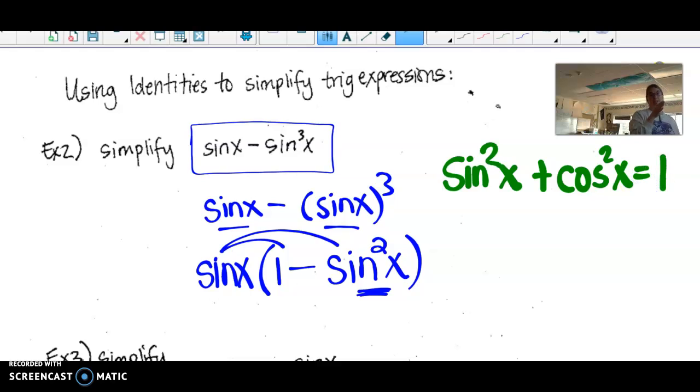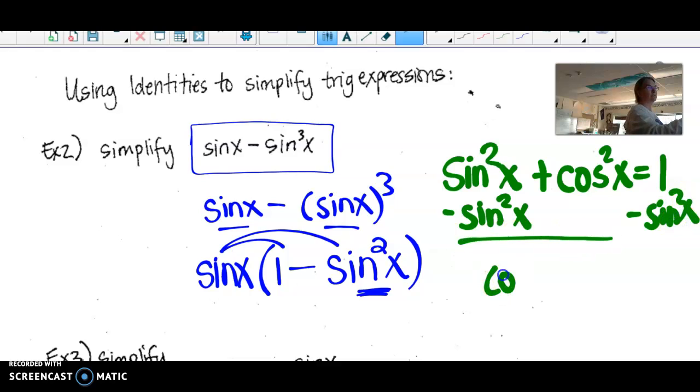Now, this is one form of this identity, but we can rearrange this however we want to, and it'll still be an identity. If I subtract sine squared x from both sides of this equation, on the left side I have cosine squared x, since the sine squared terms cancel out.